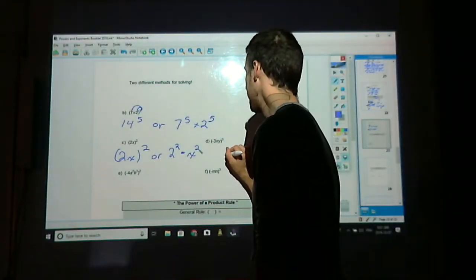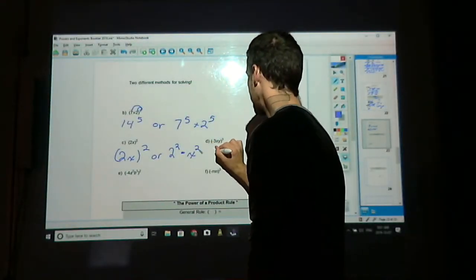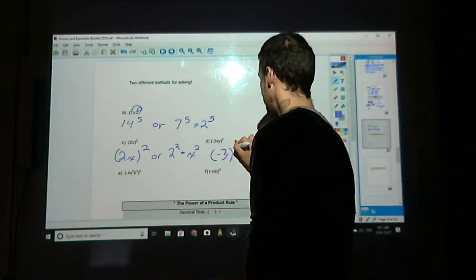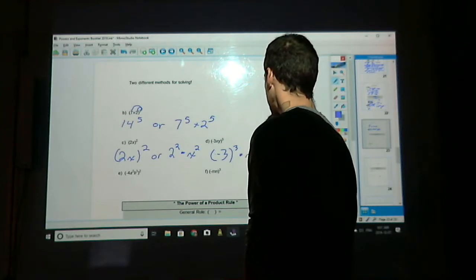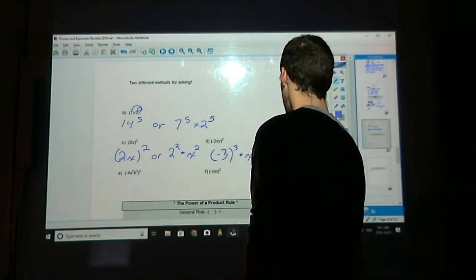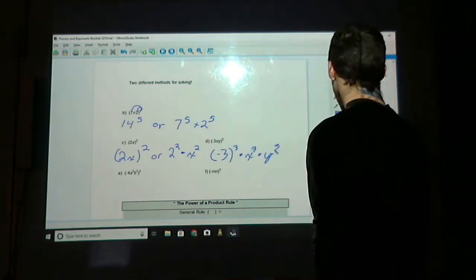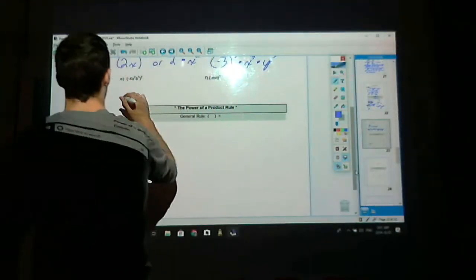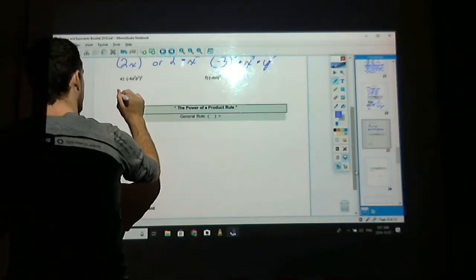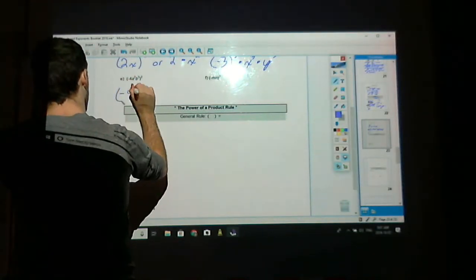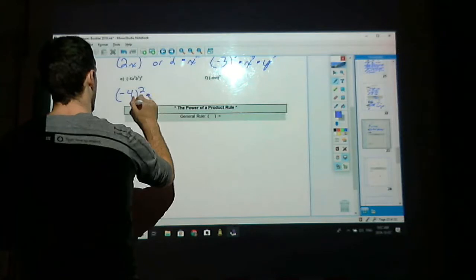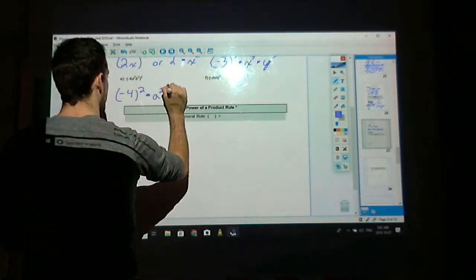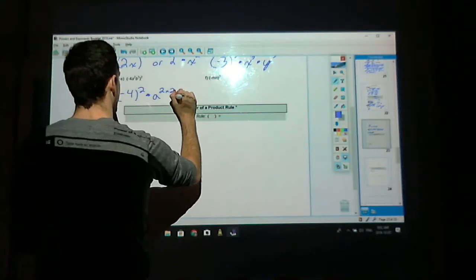Okay, so here we can keep it as such, or we can go negative 3 in brackets because it's all contained, to the power of 3, times x to the power of 3 times y to the power of 3. Now we just keep this going. Okay, so here things get a little bit different. We have negative 4 to the power of 2 times a to the power of 2 to the power of 2, so that's 2 times 2, okay?